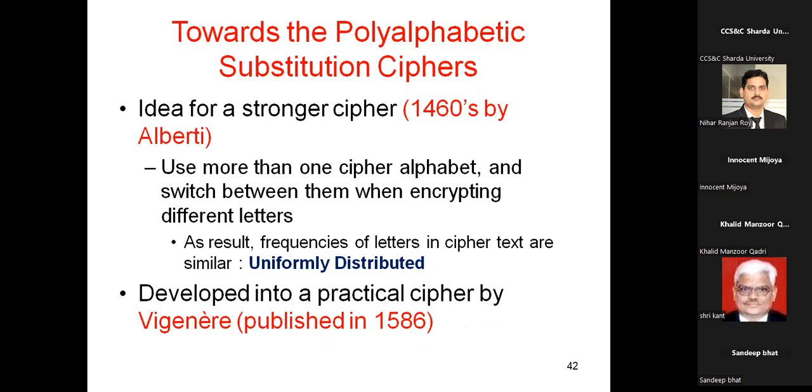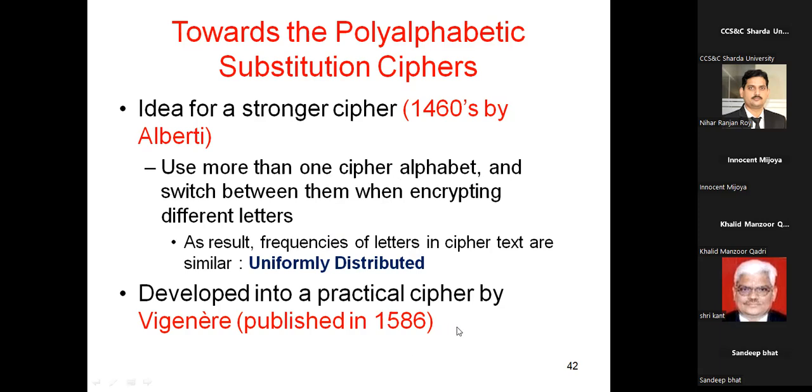So the idea of a stronger cipher came in 1466 by Alberti. What Alberti said was to use more than one cipher alphabet and switch between them when encrypting different letters. As a result, the frequency of letters in the ciphertext is similar, uniformly distributed, right? It moves towards what is called polyalphabetic, meaning each letter will get a different substitution each time it appears.